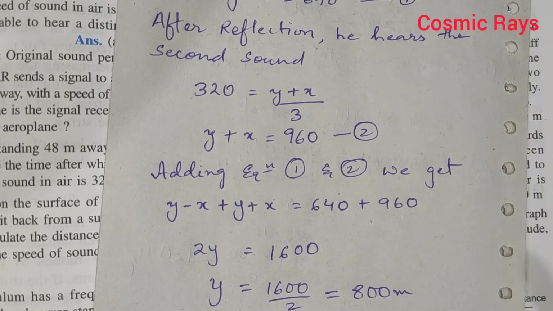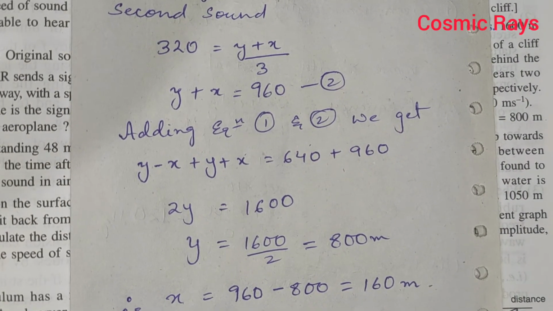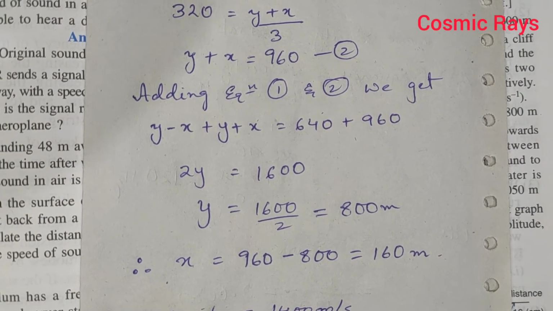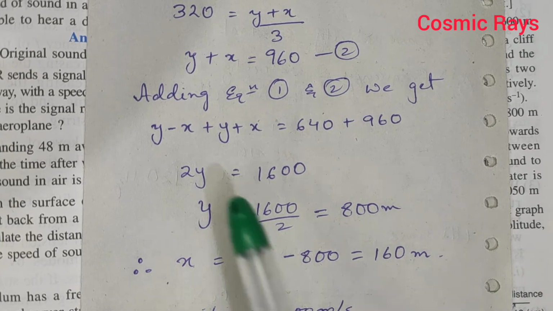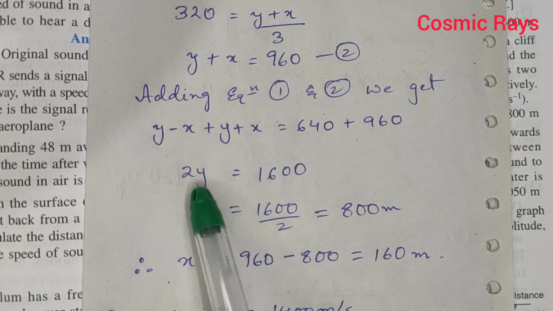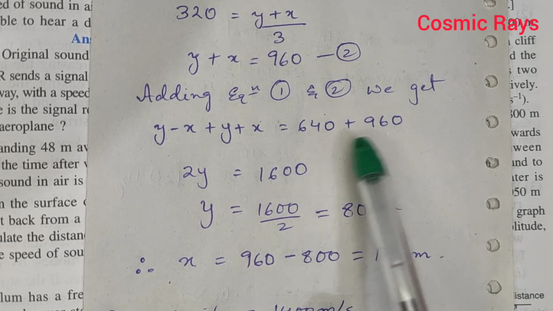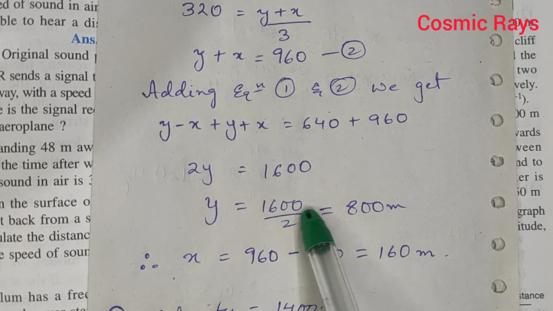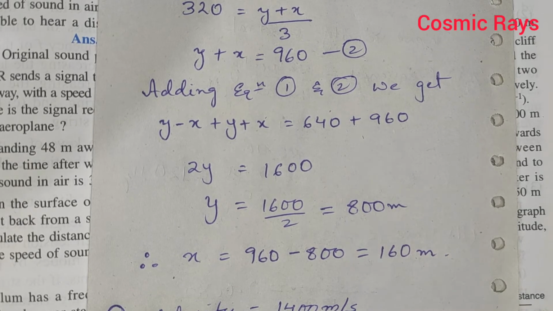That is equation 2. Now when you add equation 1 and 2, this is what you are going to get. x and x will cancel out. You have 2y, and 640 plus 960 is 1600. So y will be 1600 divided by 2, that is 800 meters.